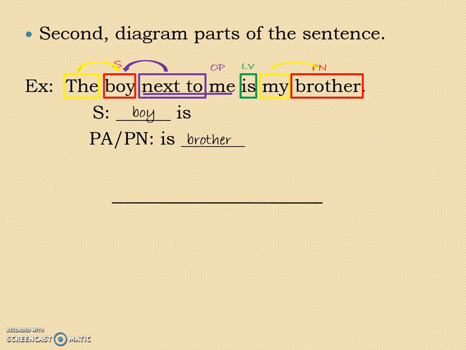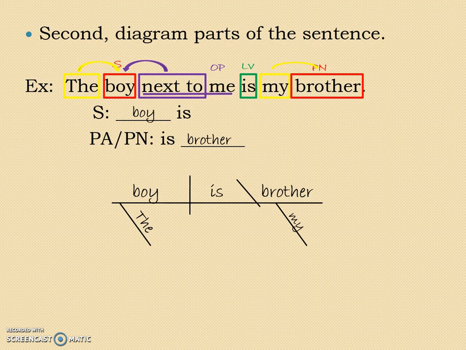To diagram this, we will begin with our basic sentence outline here, our horizontal line representing our sentence, our subject-predicate division. Because we have a linking verb, we must also divide our predicate between our verb and our predicate nominative. We will fill in our blank here. Boy is brother. Again, not a very exciting sentence until we add the modifiers. The is modifying boy, so it will dangle from boy. My is modifying brother, so it will dangle from brother. And then next to me is modifying boy.